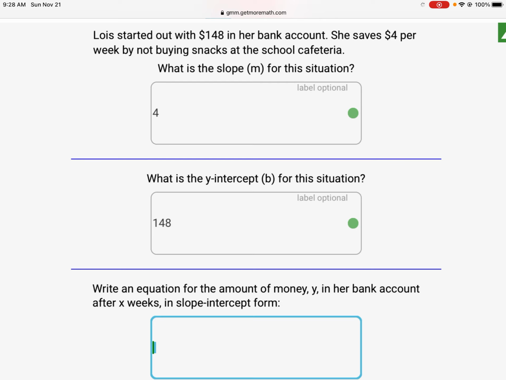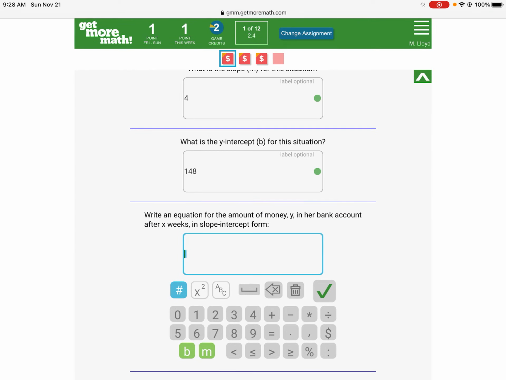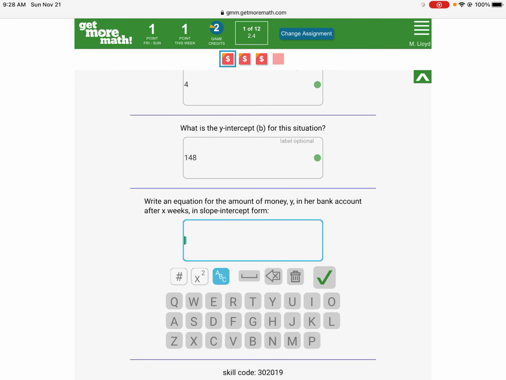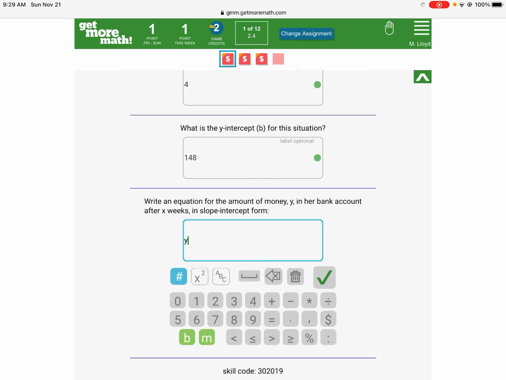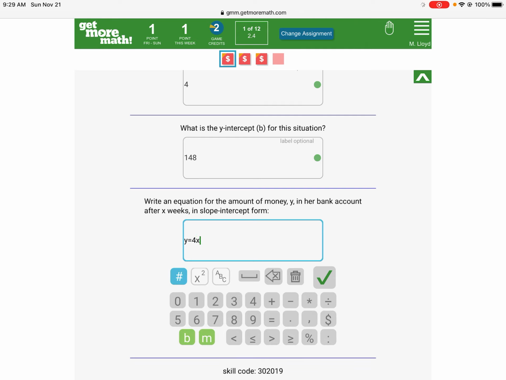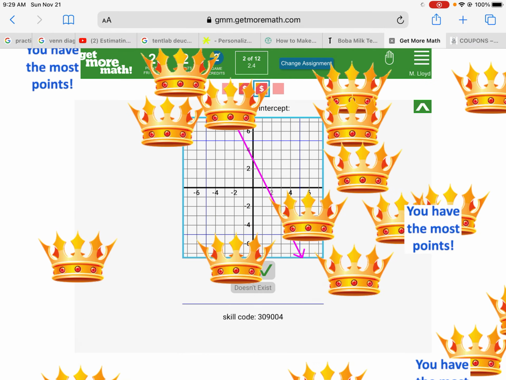And then write an equation. I just put these things together. So we'll do the y equals, or an equation for the amount of money. Let's see. I guess I'm going to have to type it with y and then equals. So it's a little bit of a hassle to type this one. But here we go, 4x. So 4 with my x. This is definitely a hassle. Plus 148. So plus 148. That represents the scenario. There we go.